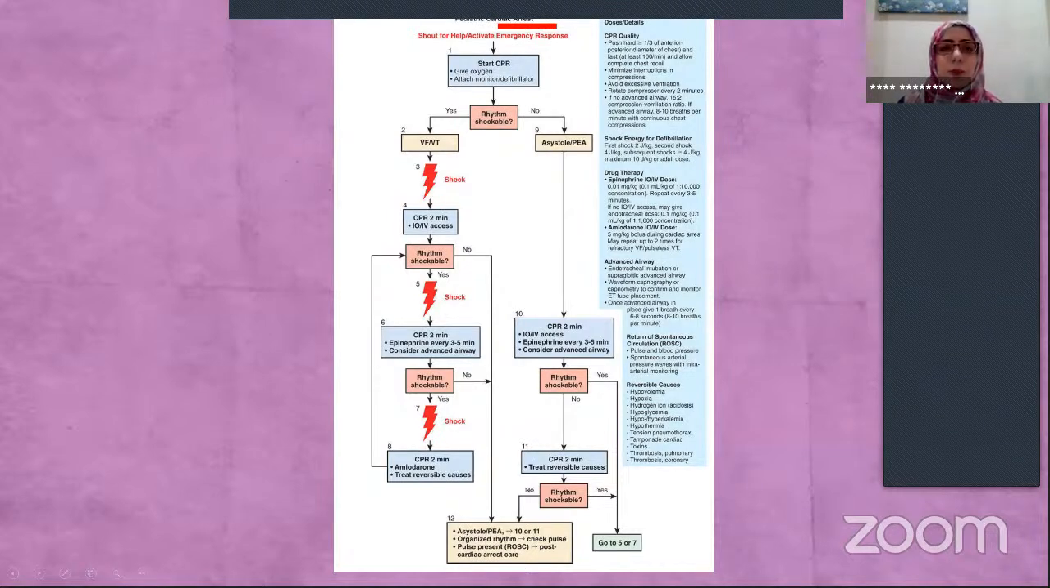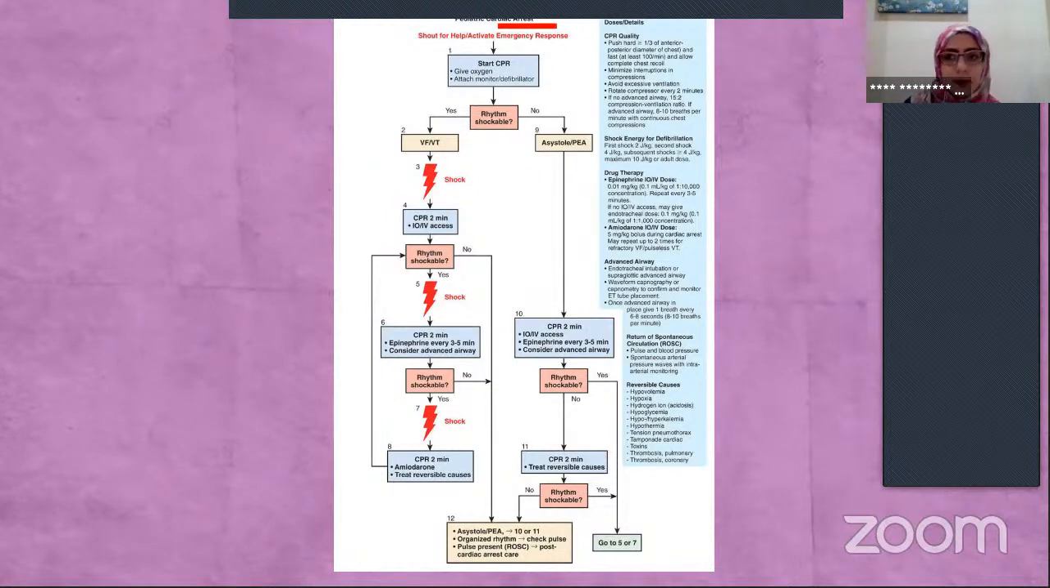Then you are faced with a patient with cardiac arrest inside the hospital. Cardiac arrest means no pulse, okay? We have a different algorithm for bradycardia, and a different algorithm for tachycardia. This algorithm is for cardiac arrest when you have no pulse. You will shout for help first of all, like BLS, basic life support, and you will activate emergency response. Because you're inside the hospital, many people will come and help you. You will start the CPR, give oxygen, and attach a monitor or defibrillator to the patient. You will check if the rhythm is shockable.